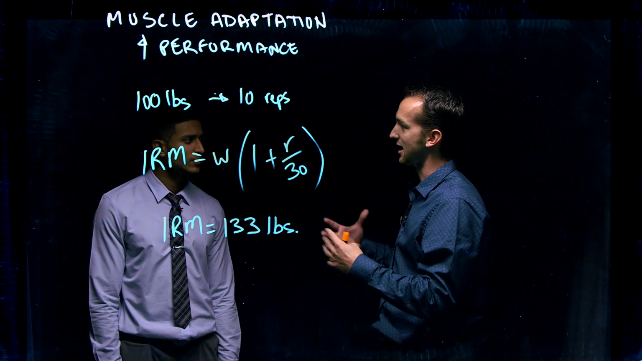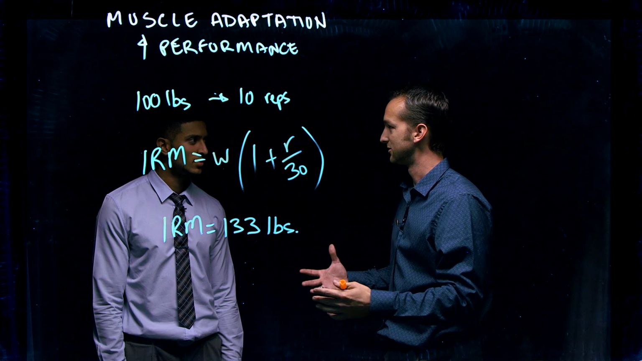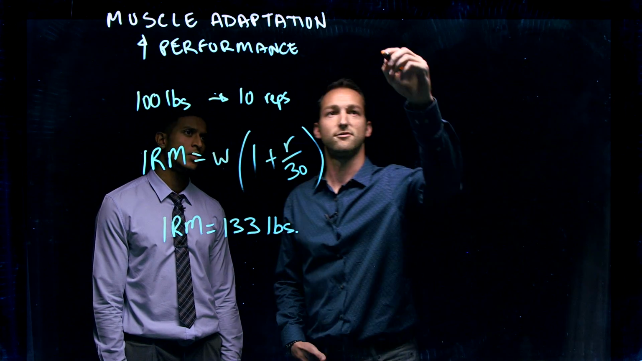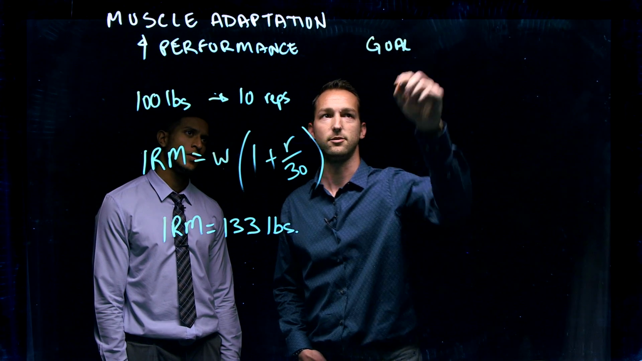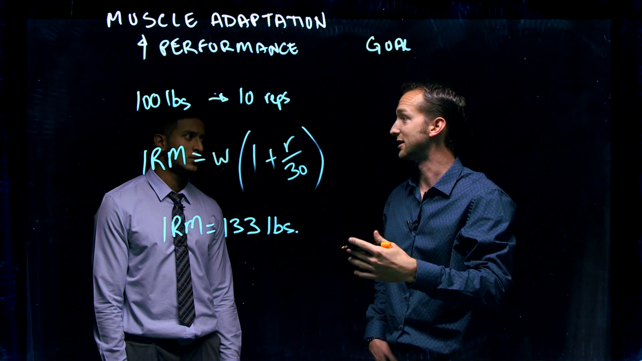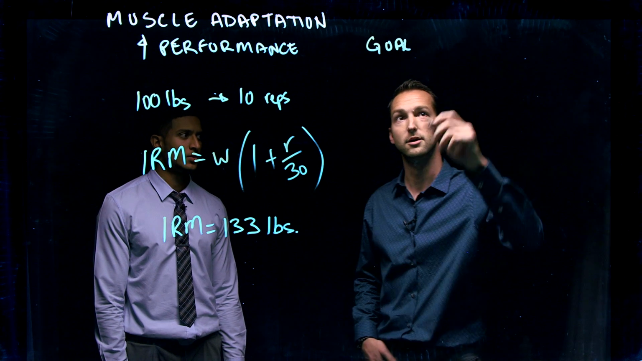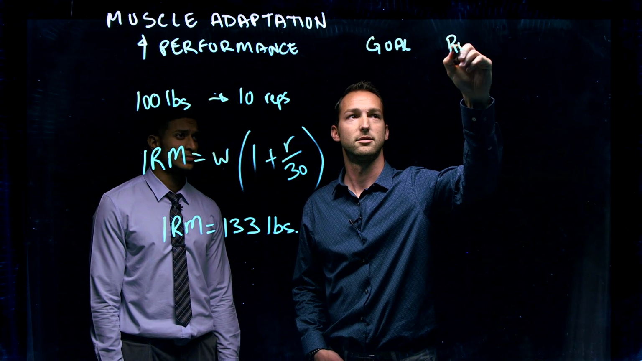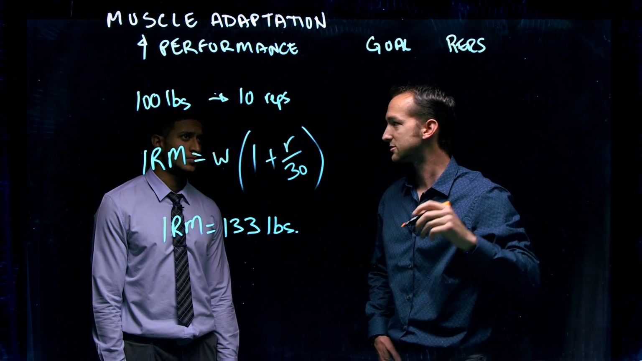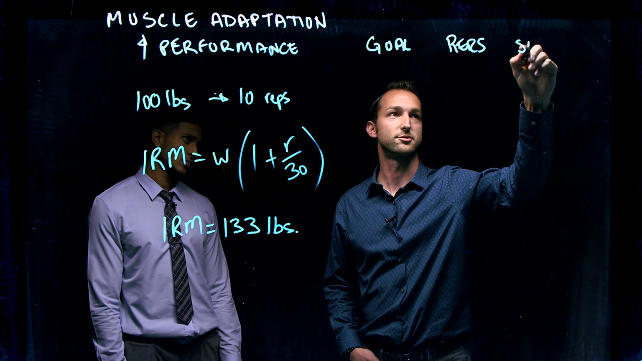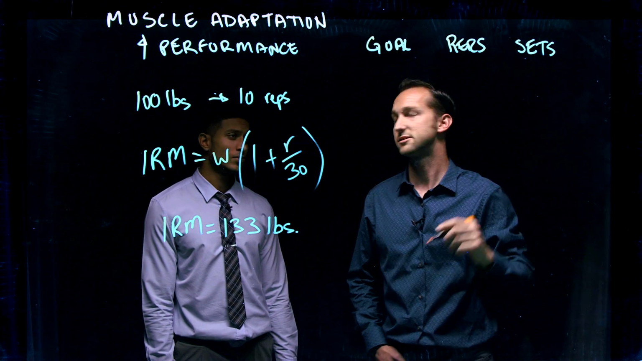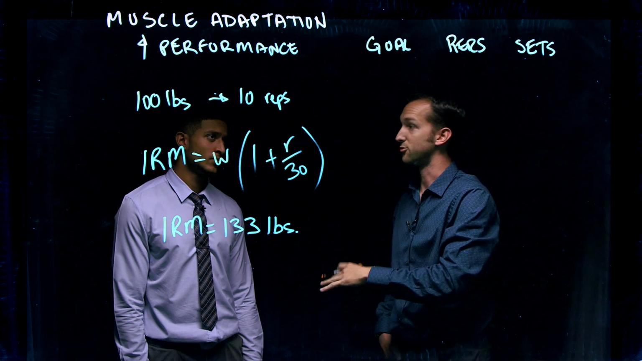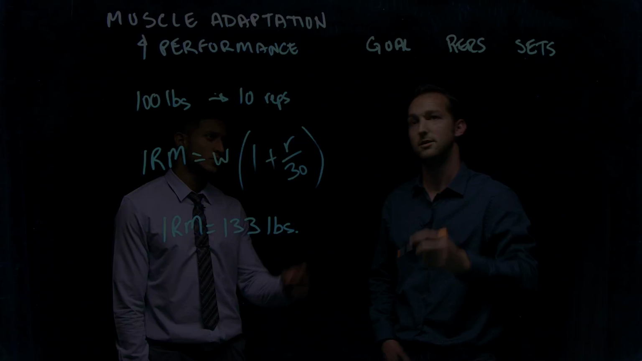So how do we now start to evolve and train from this different perspective? We have to look at what our goal is. We know different ways that we can train to achieve a certain performance goal. We also have to prescribe the number of repetitions, the specific number of sets, and then we'll also talk about rest and load as well.